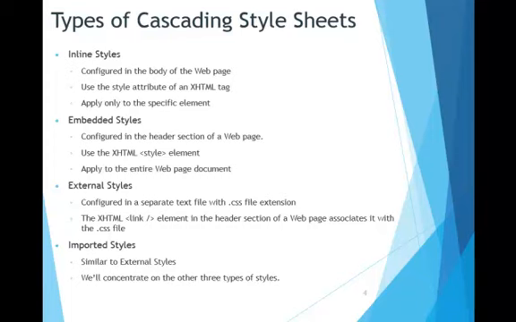Next, we have what's called embedded styles. These are configured in the head section of the web page, and they're used to style elements. They apply to your entire web page document. External styles are configured in a separate file with a CSS file extension. The link element in the header section of the web page will associate it with this external file, and they can be used to control the style on all web pages in a website. Then you also have imported styles, which are very similar to external styles, but we're going to concentrate on the other three up above.